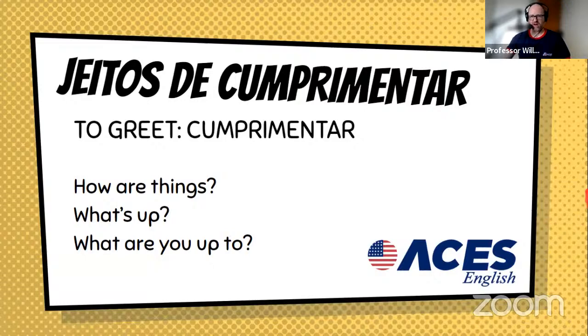Jeitos de cumprimentar. So, jeitos de cumprimentar. The verb cumprimentar is to greet. So, if you want to say cumprimentar, then you can say to greet. So, ways to greet people. Jeitos de cumprimentar pessoas. So, we've seen these are some of the more informal ways to greet people. So, how are things? Como estão as coisas? What's up? E aí, ou o que está acontecendo? What are you up to? É outro jeito de dizer o que você anda fazendo. What are you up to?